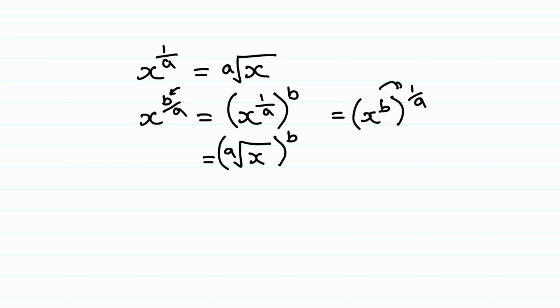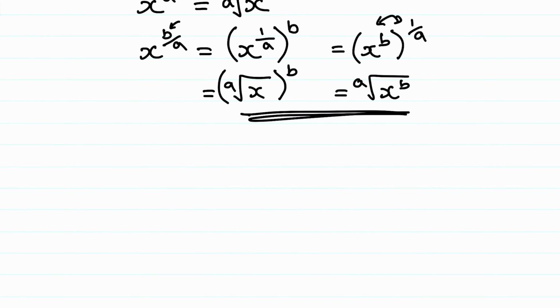And if you think about our multiplicative laws for indices, it would still work here. We'd still just multiply that b by the 1 over a to get b over a. But here we can see now the x to the power of b would be all rooted under that a, so we'd get the a-th root of x to the b. So these two are actually equivalent expressions.